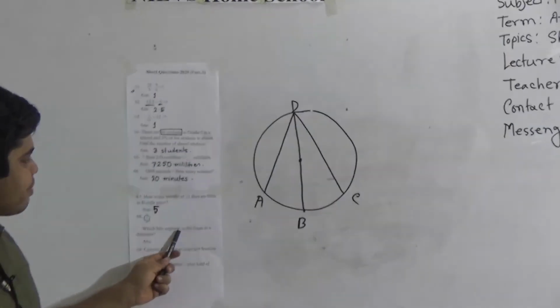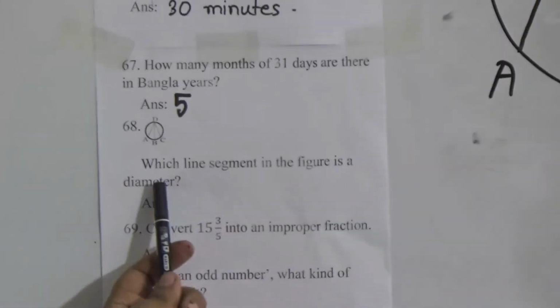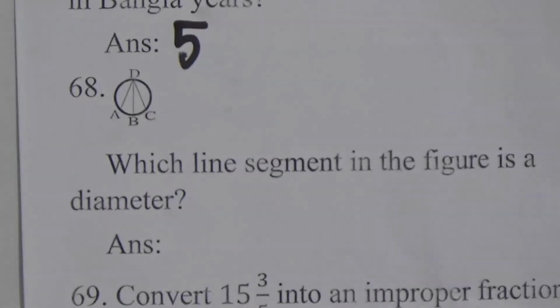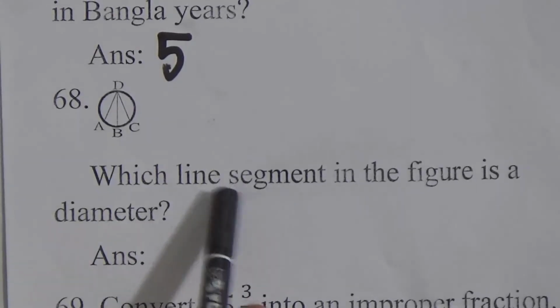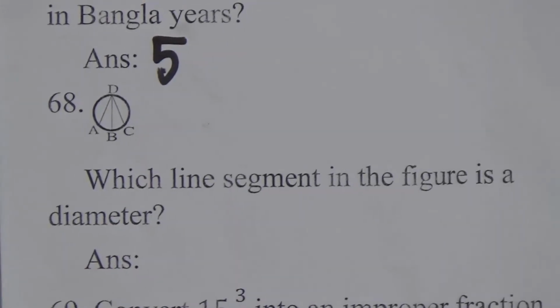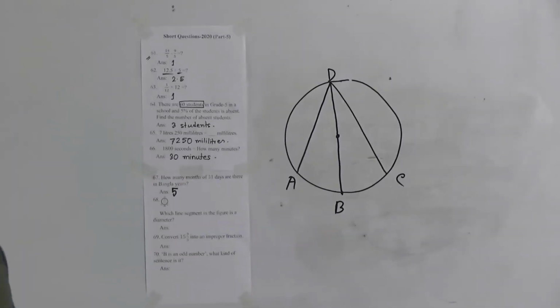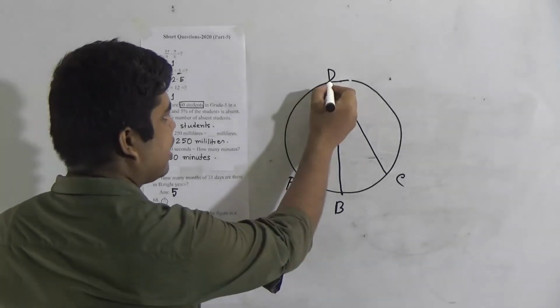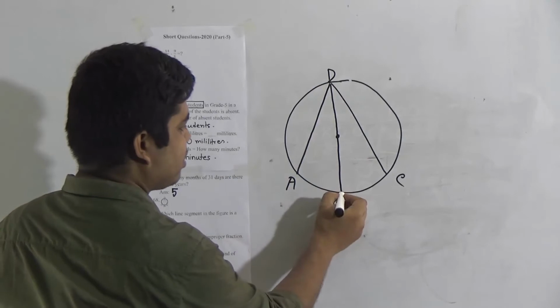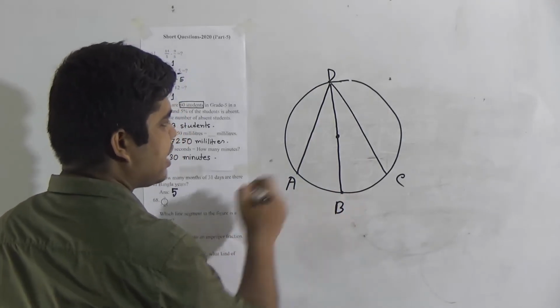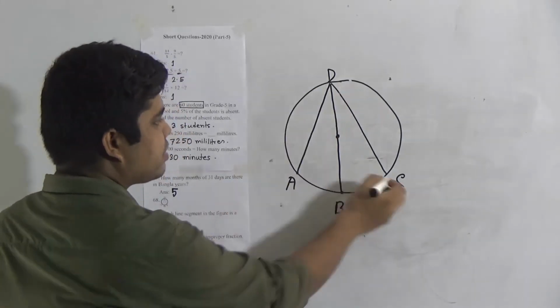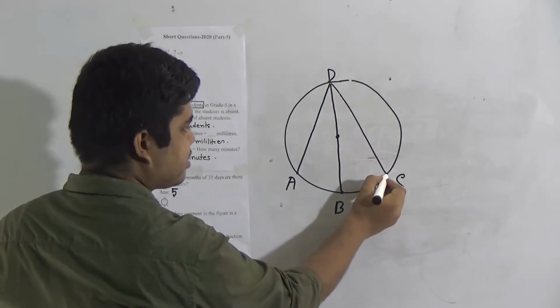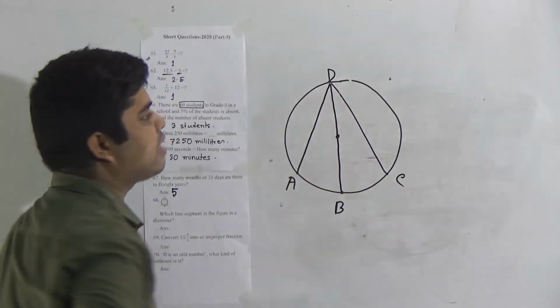Which line segment in the figure is a diameter? What do you mean by line segment? Line segment means a line which has 2 ending points. That means it has an initial point and a terminal point also. So notice AD, it has initial point A and D is the terminal point. BD is also a line segment, B is the initial point and D is the terminal point. CD is also a line segment, C is the initial point and D is the terminal point.